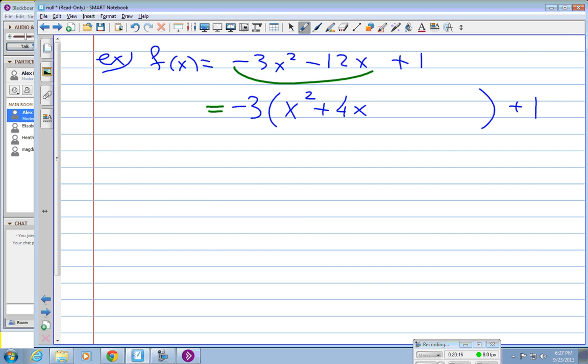So we factor out -3 out of the first two terms. Then we're going to have to complete the square, and that's what we're going to divide by 2. We're going to take the term in front of x, divide by 2, and square that. So what do I have to add? 4.